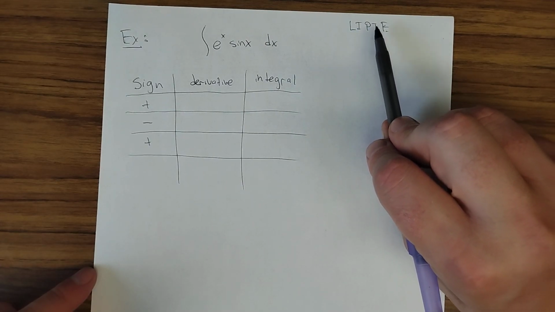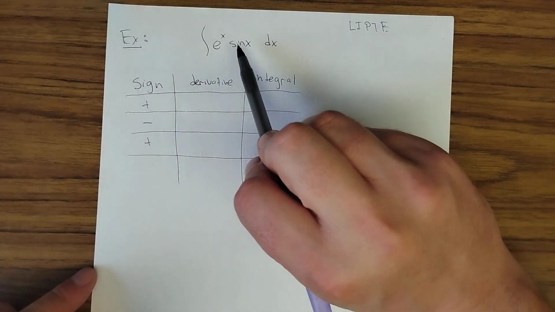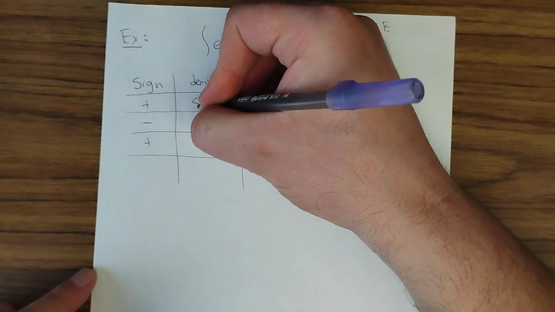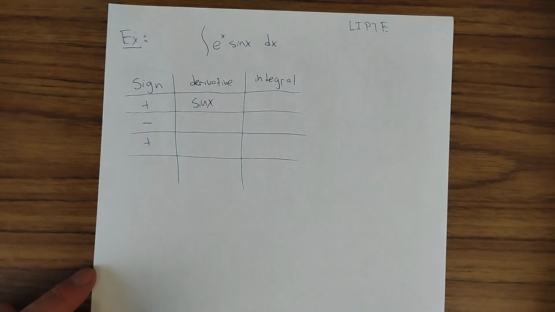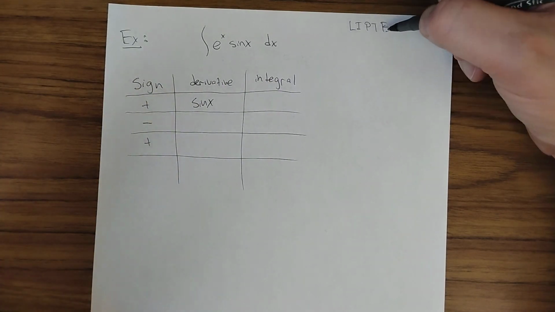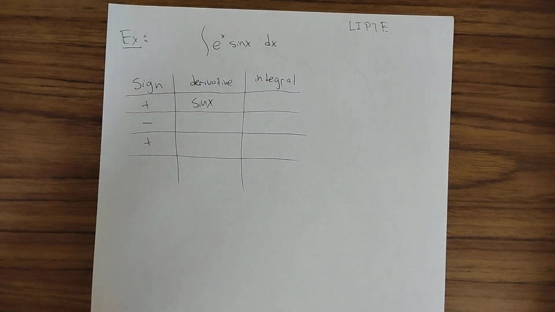For U, I see trig. So U should be sine x. That's the first priority for U. It actually doesn't matter too much in this situation, but this is usually good advice, so why not follow it?